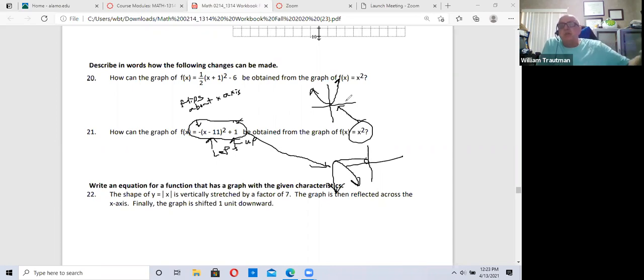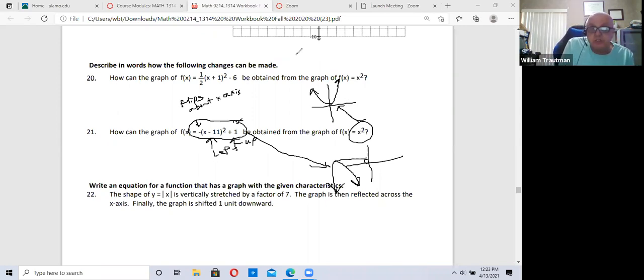Okay, so you have to know the transformations. Plus or minus on the outside moves it up or down. A minus or a plus on the inside moves it right or left. The negative in front will flip it on the x-axis. A negative on the inside will flip it on the y-axis. All those transformations I showed you.